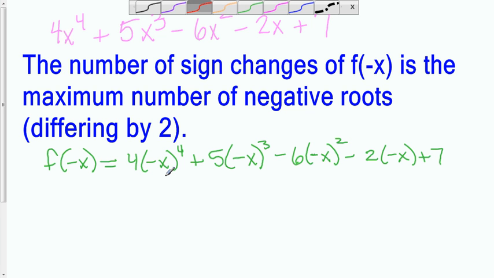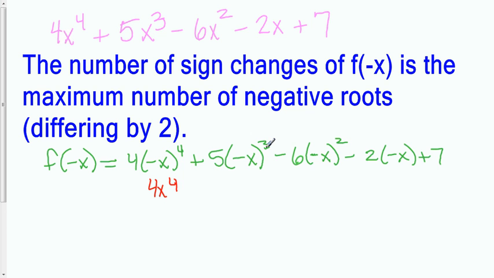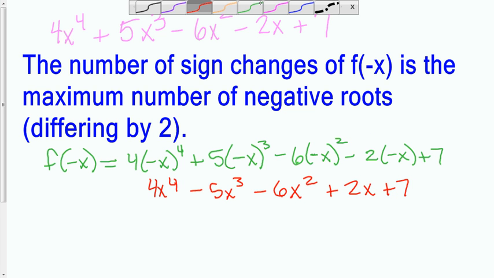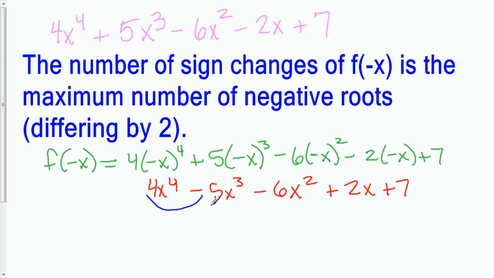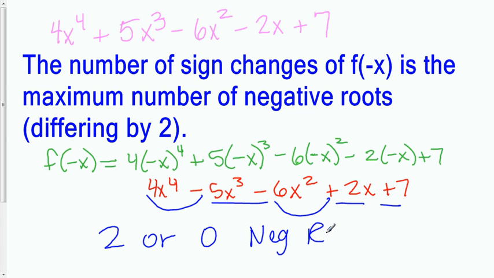And then simplifying this down, negative to the 4th power is still positive, so this is still 4x to the 4th. A negative to the 3rd power is a negative, times a positive is a negative 5x to the 3rd. And this is a negative x squared, so it's an x squared times a negative 6, is a negative 6x squared. Negative 2 times a negative x is plus 2x, and then plus 7. So we now can see that we have 1 sign change, 2 sign changes. So we would have 2 or 0 negative roots.